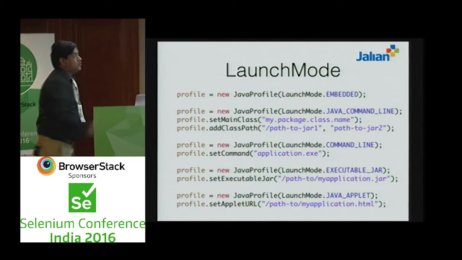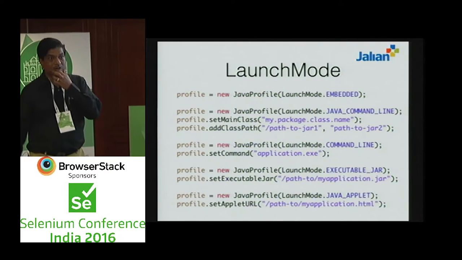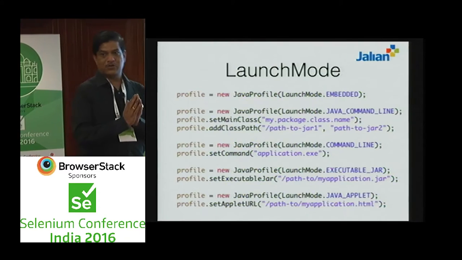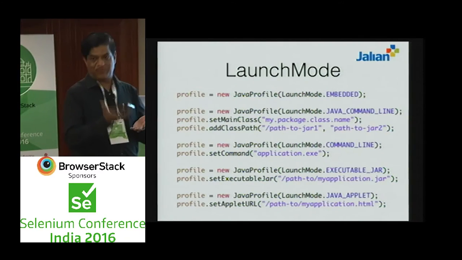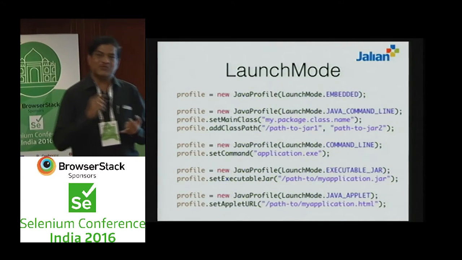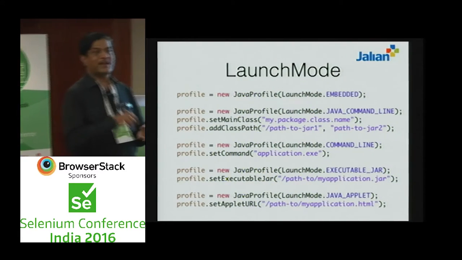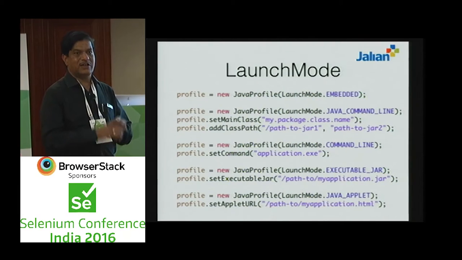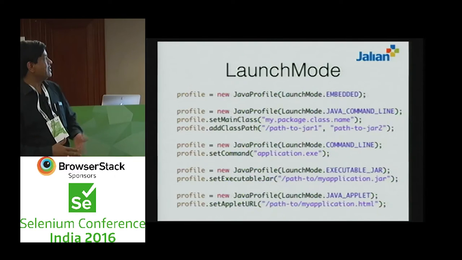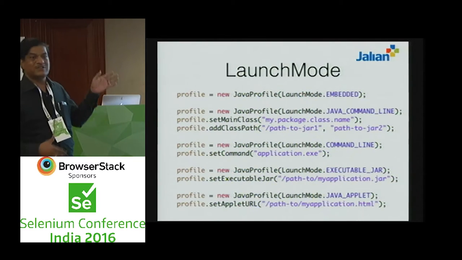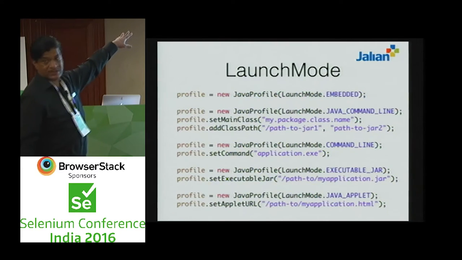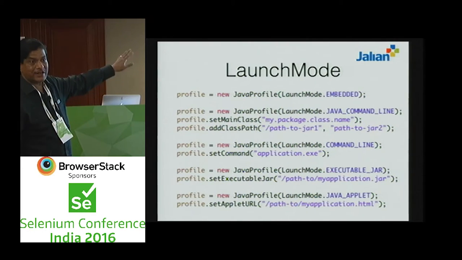Besides that, we also have to tell Marathon how the application is going to be launched. For that particular launch mode, we need to provide mechanisms by which it can pick up the information. Suppose we are running an executable, we need to have the path for the executable. If we are running an executable jar file, like an application which we launch with java -jar some jar file, then we have to specify that we are going to use a jar file and specify the path to that. That's what it provides. So these are the multiple ways in which we can create a Java profile.